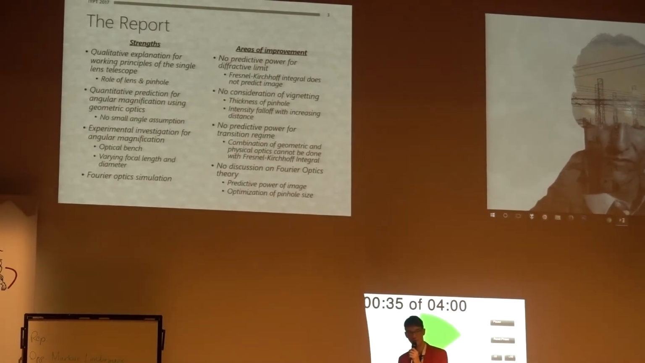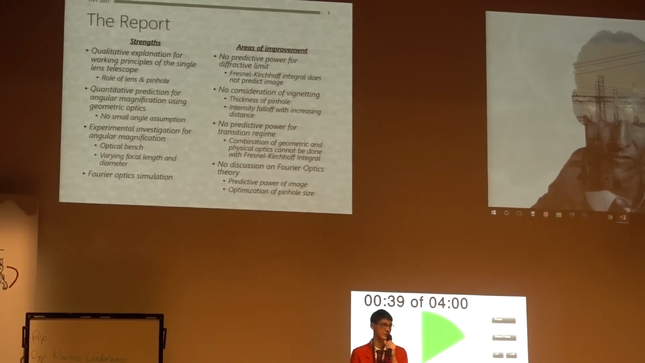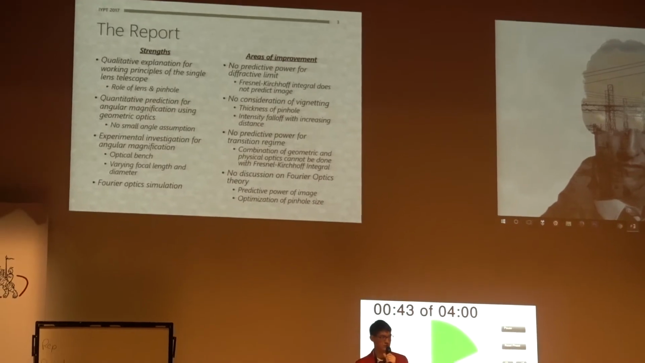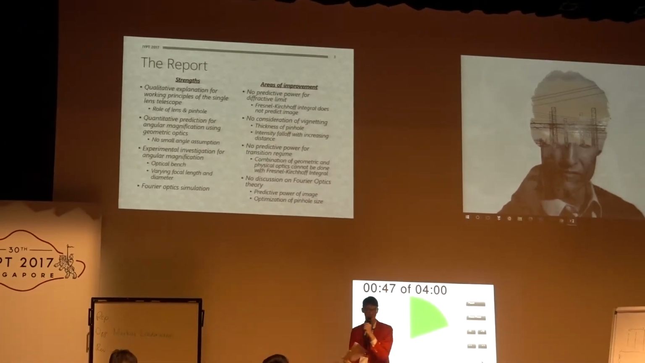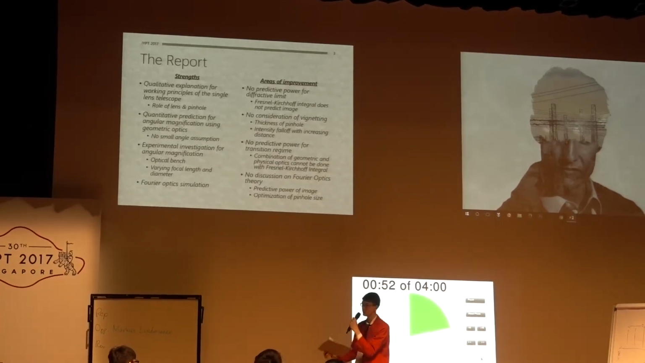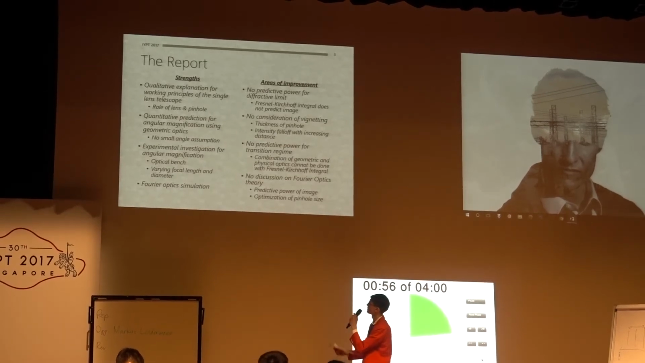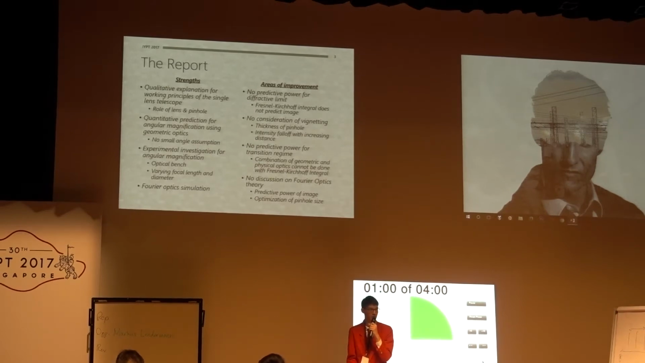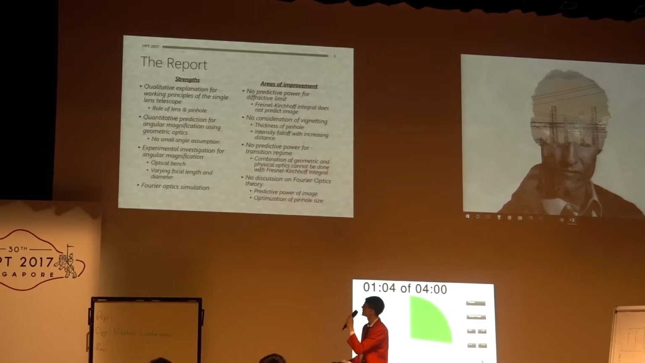Now I'd like to go through some strengths and weaknesses of the report. I felt that the qualitative explanation that the reporter offered for how the single lens telescope actually works was quite clear in the manner that they discussed the role of the first lens, which is to produce the real image, and then the role of the pinhole, which is to allow us to be more focused on the geometrically blurred image.